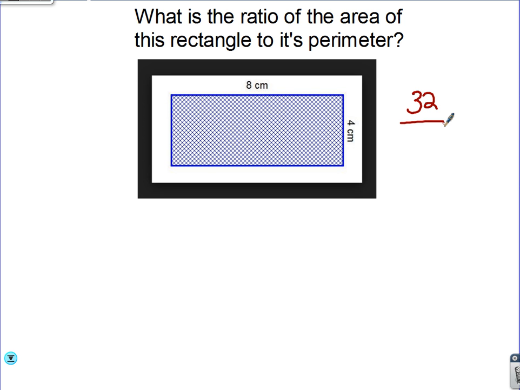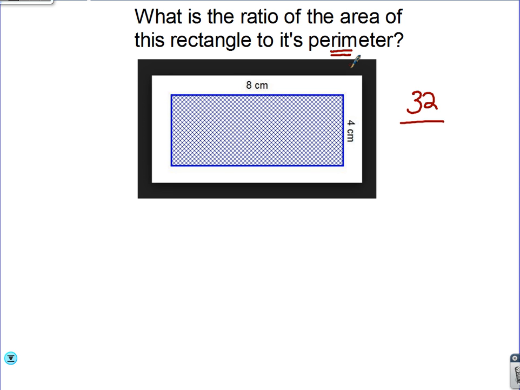Perimeter. Okay, now a completely different concept. When do we need to know perimeter? There you go, baseboard. If you need to know how much baseboard it would take to go around the room. Perimeter, here's what I think about when I see the word perimeter. Rim. You're talking about the rim of something. The distance around it. And that's what perimeter is.